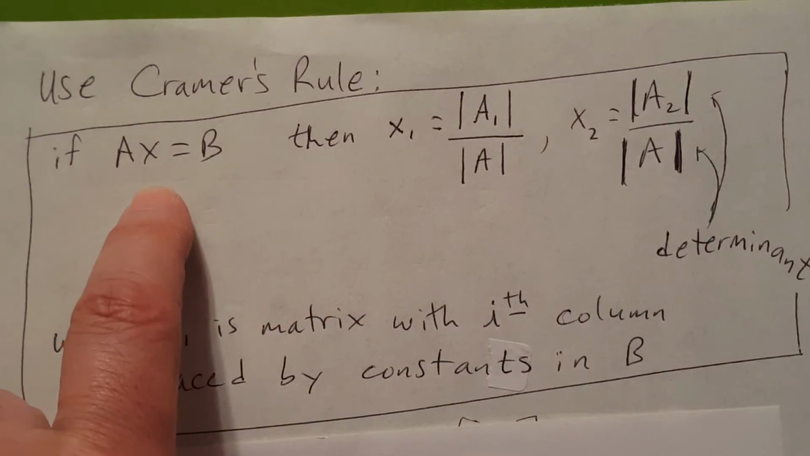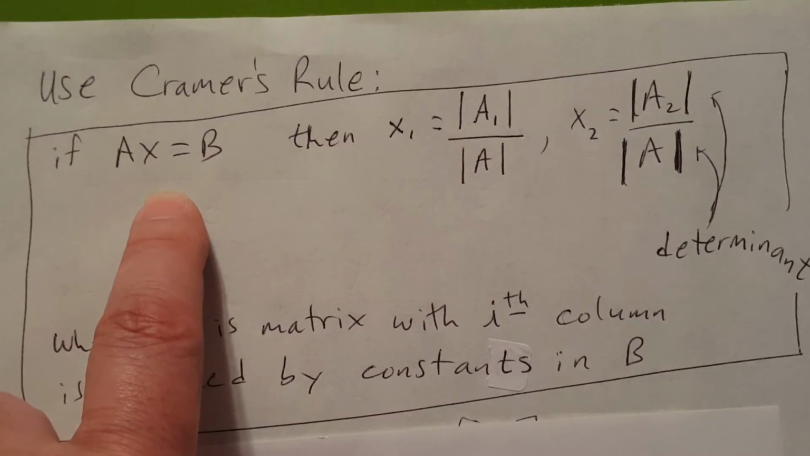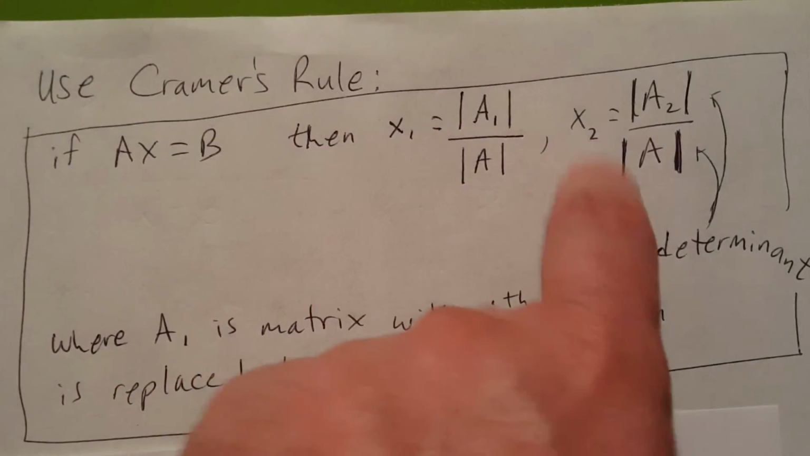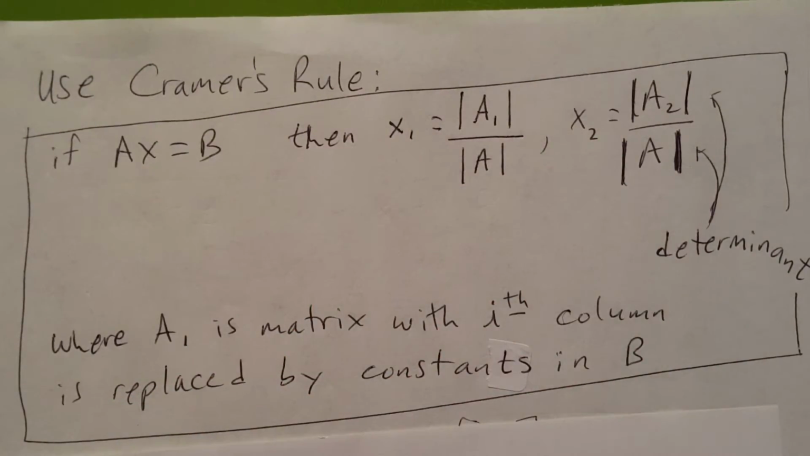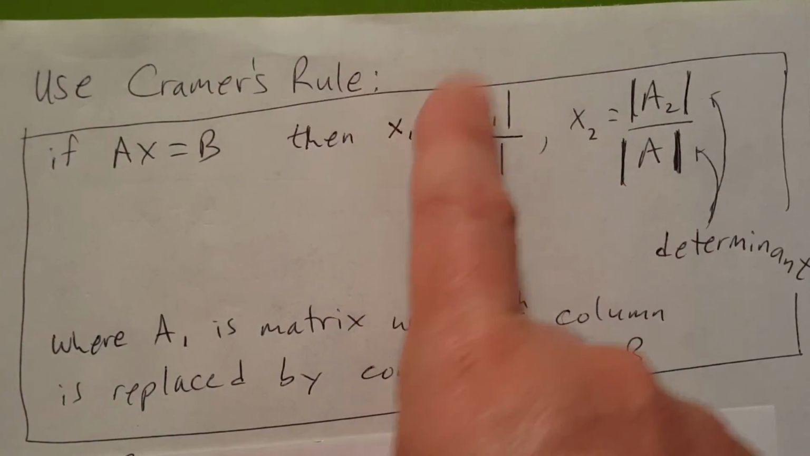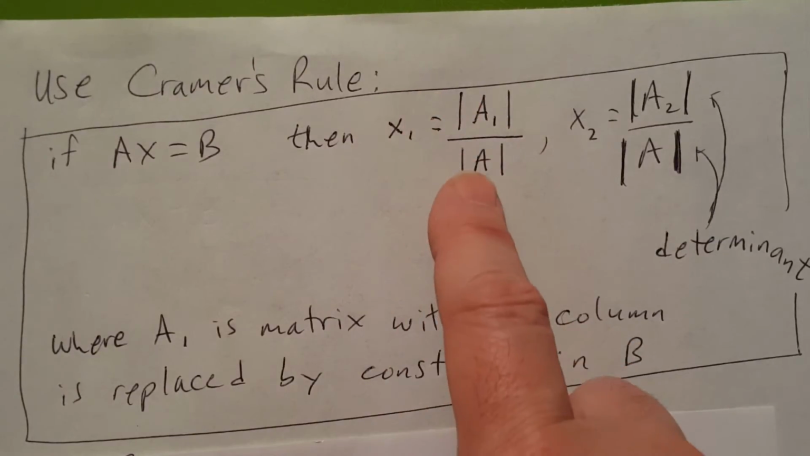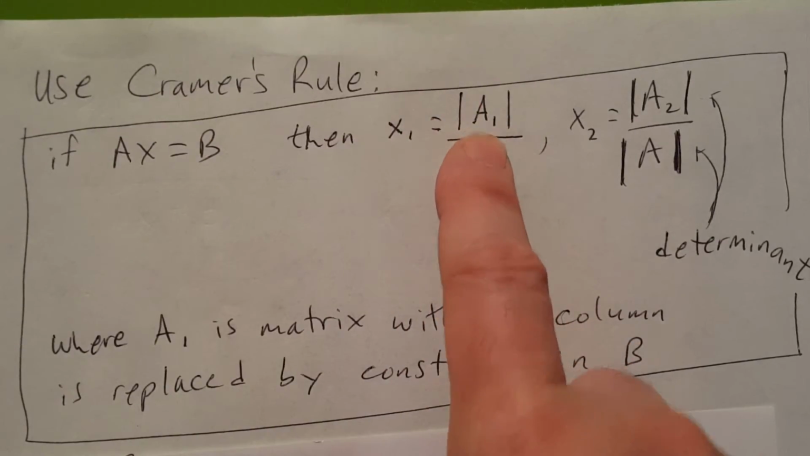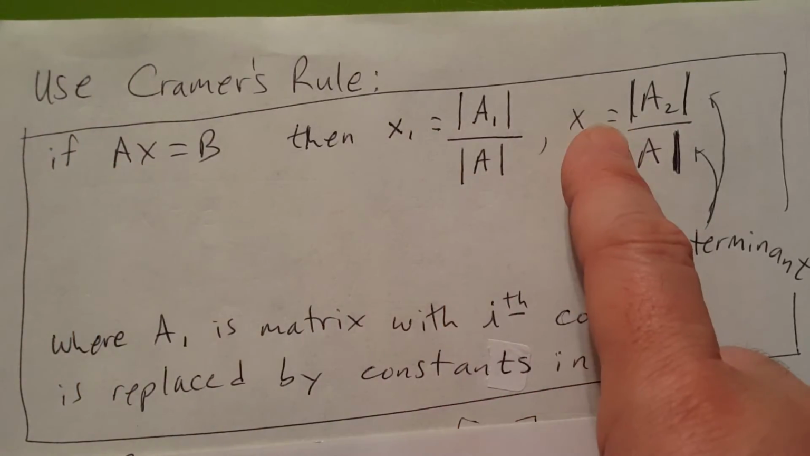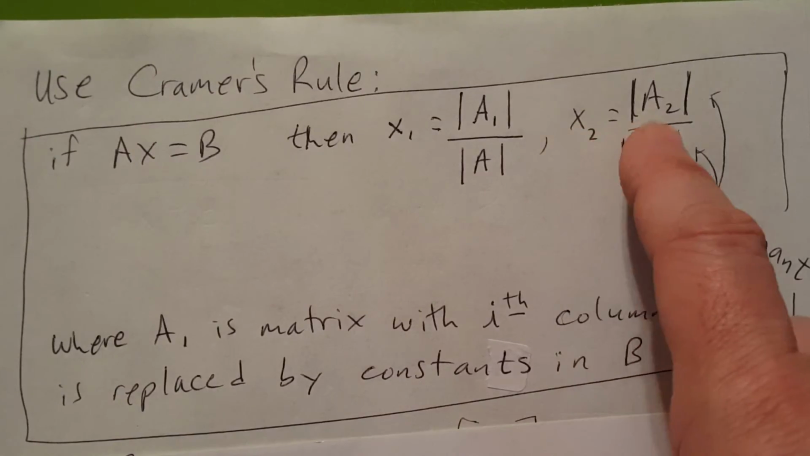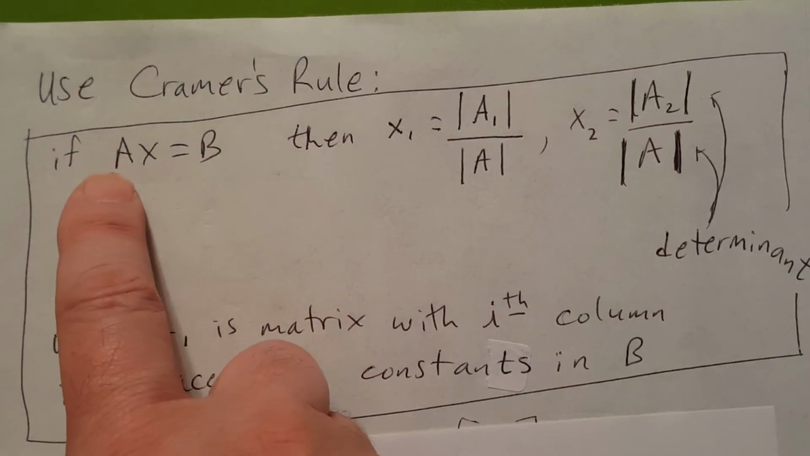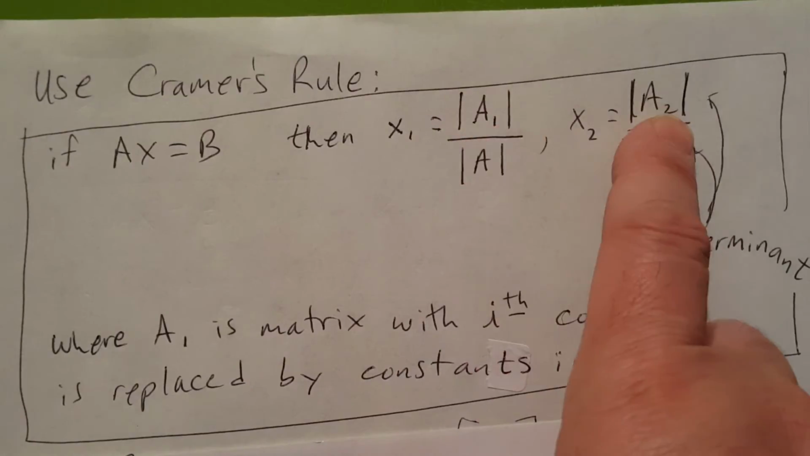So this one says you start with the equation, and then in order to find out what your variables are, say you have two variables, x and y, or x1, x2. The first one is equal to the determinant, remember, these bars mean determinant, of matrix A1 over the determinant of matrix A. x2 is equal to the determinant of A2 over the determinant of A. Now, you know what A is because it's given to you. What in the world is A1 and A2?